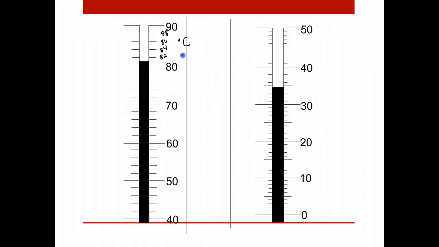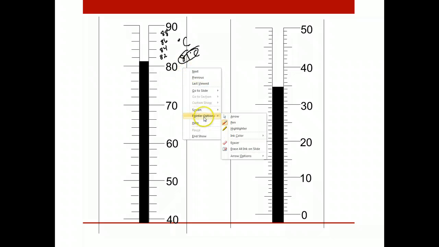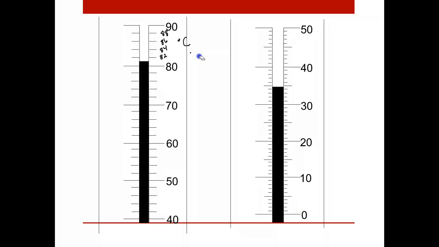So in this case, we're going to have to guess on that last digit, or estimate. So I would say this is 81 degrees. Let me erase that and rewrite that a little better. All right, so we have 81 degrees Celsius. The 1 being our estimated digit, because we don't know that for sure. It could be somewhere else in there.